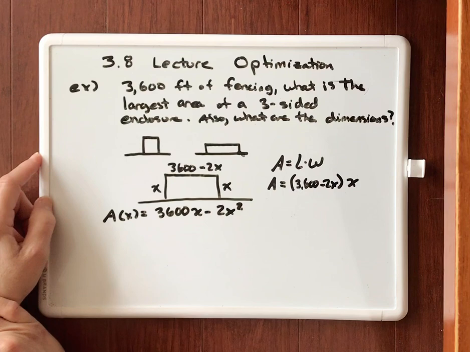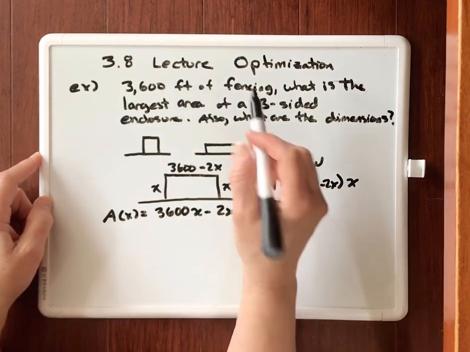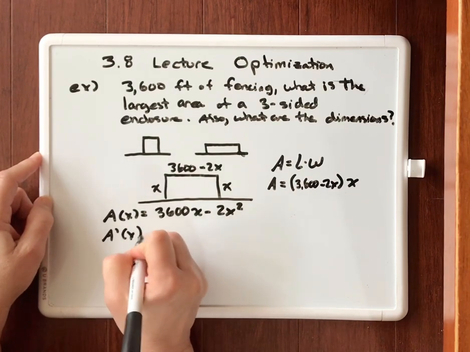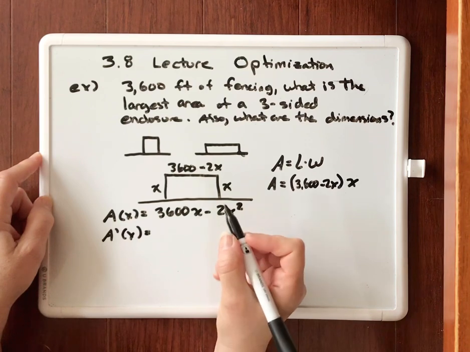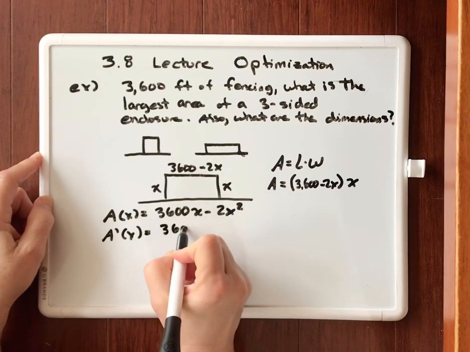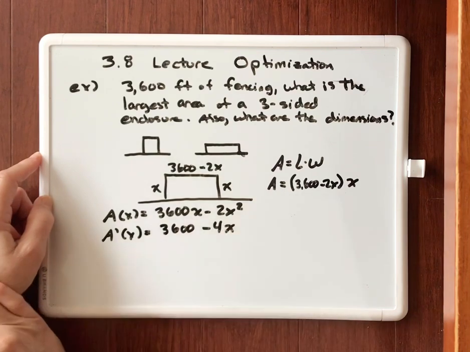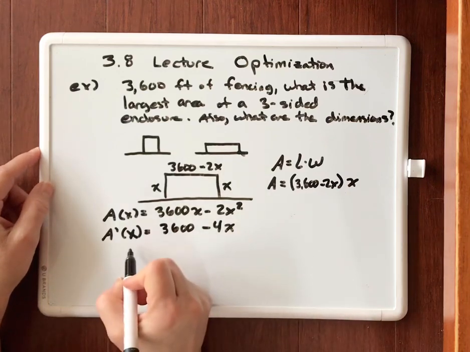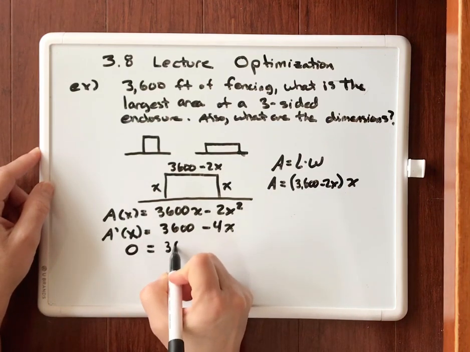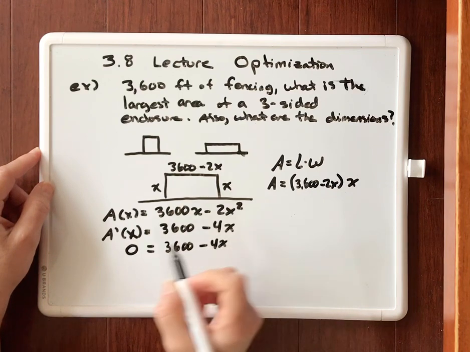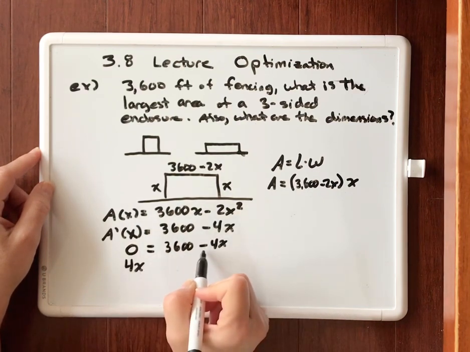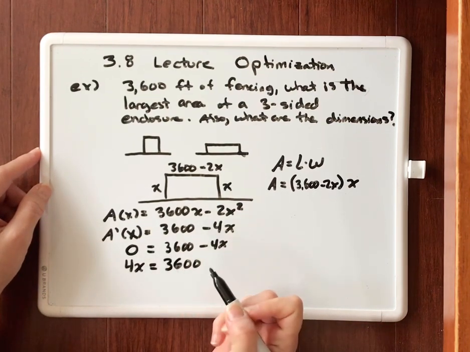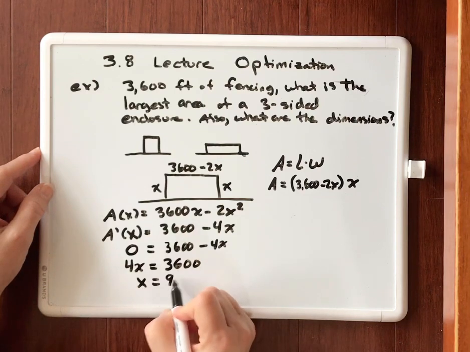All right. So next we're going to find the critical numbers, because we're looking for optimization. We're looking for the maximum area. So we're going to take A prime of x. This is just 3,600 minus 4x. Okay. Now what we do to look for our max or our min, in this case going to be a max, we set it to 0. 3,600 minus 4x equals 0. So we solve. We're going to add 4x to both sides. All right, so x is going to equal 900.